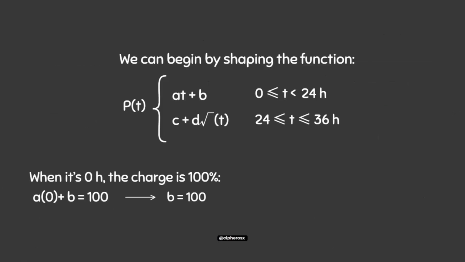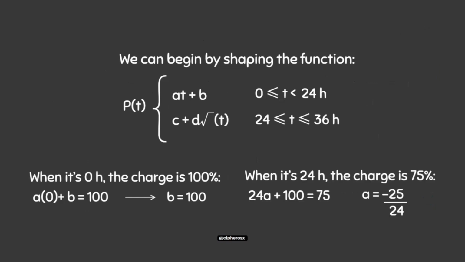We can find b first: when the time is 0, the charge is at 100%. We just set the values. In this case it would be 100. The time is 0, therefore a t cancels out, and b is 100.